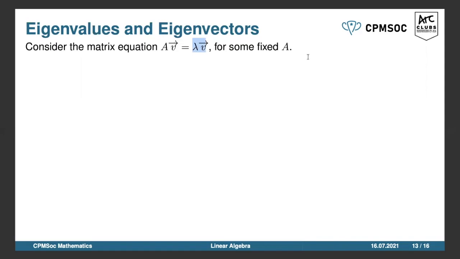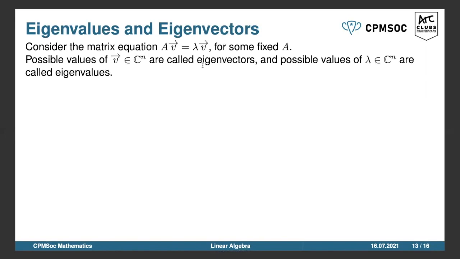In other words, they stay pointing in the same direction, but they might get twice as long or half as long, or go negative and flip around. But they're still in the same line through the origin. And we call vectors like this eigenvectors. Eigen means own in German, I think, because they maintain their direction.